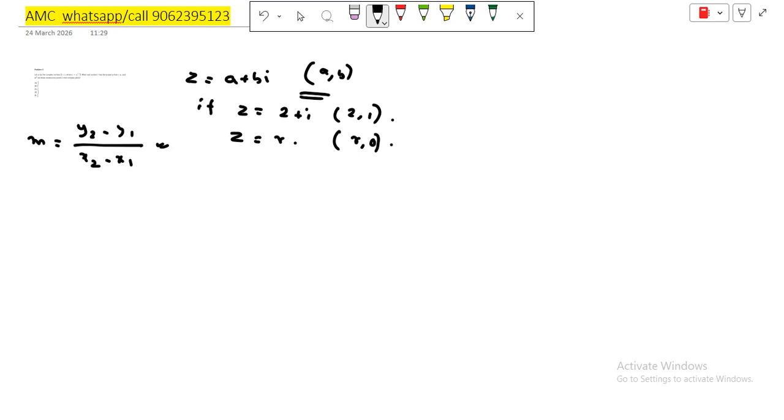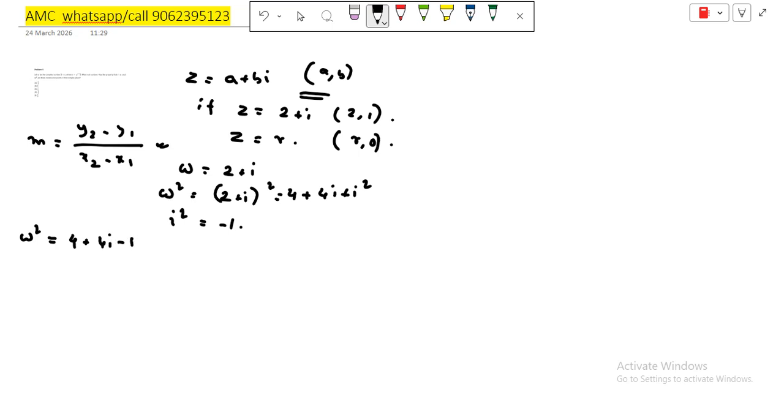Now, we need omega square. So, let's do the math very carefully. Omega is 2 plus i, right? Now, omega square will be (2 plus i) whole square, that is 4 plus 4i plus i square. Now, since i square is -1, we get omega square is equal to 4 plus 4i minus 1, that is 3 plus 4i.